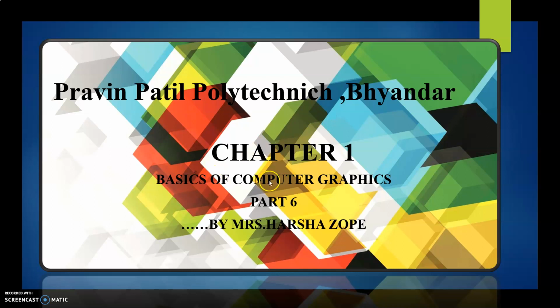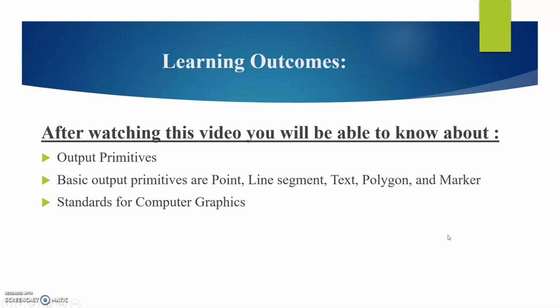Today we are going to study part 6 of our chapter 1, that is basics of computer graphics. Learning outcomes of this video are, after watching this video, you will be able to know about output primitives. Basic output primitives are point, line segment, text, polygon and marker. Then we will study standards for computer graphics.